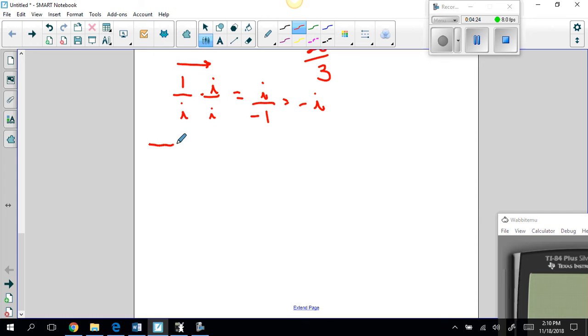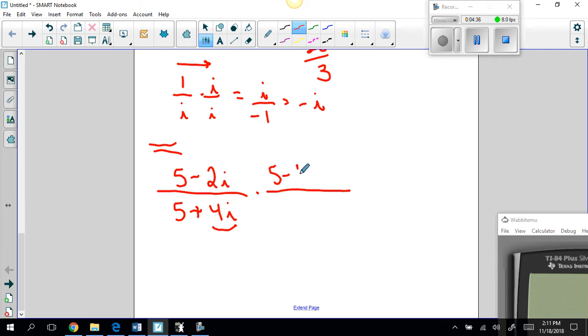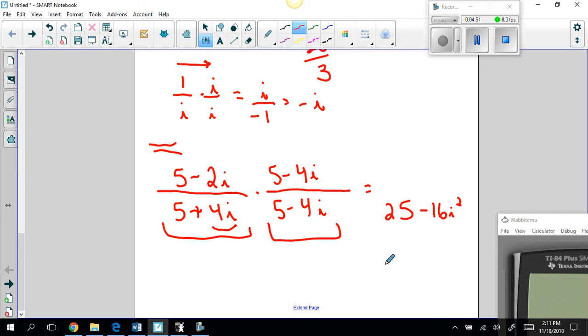You know what I used to hate? Dividing complex numbers. And the guy said you can't have an imaginary number at the bottom, so you have to multiply by the complex conjugate. Now the nice thing about conjugates, outer and inners always cancel, so you just really FL it, and you get 25 minus 16i squared, which is really 41.